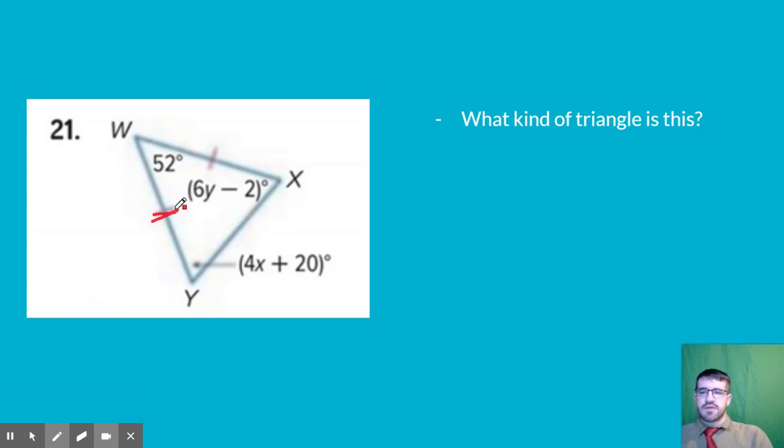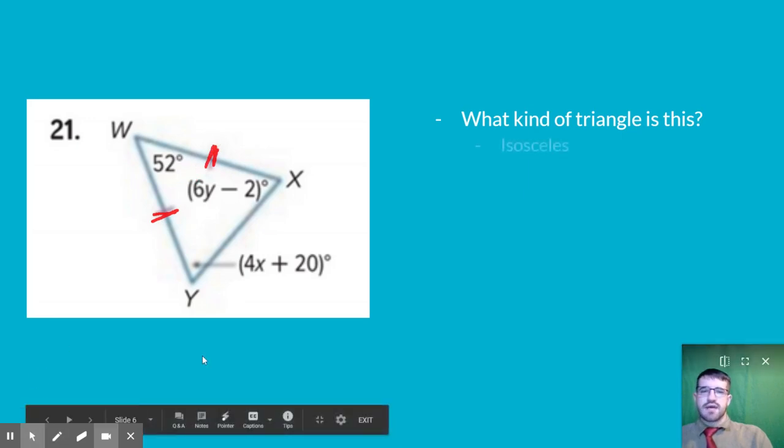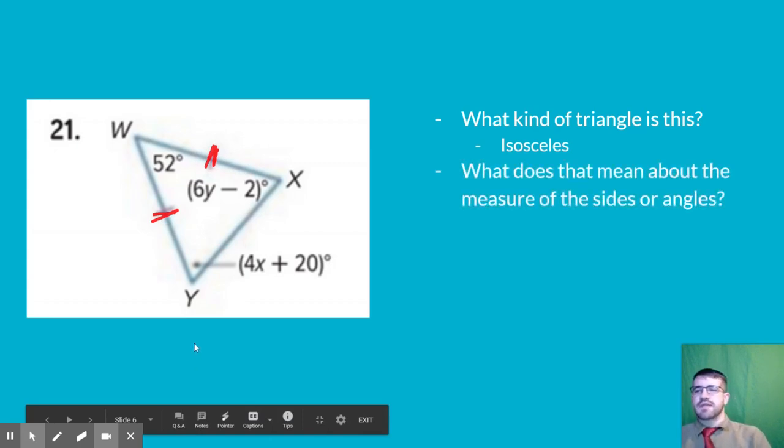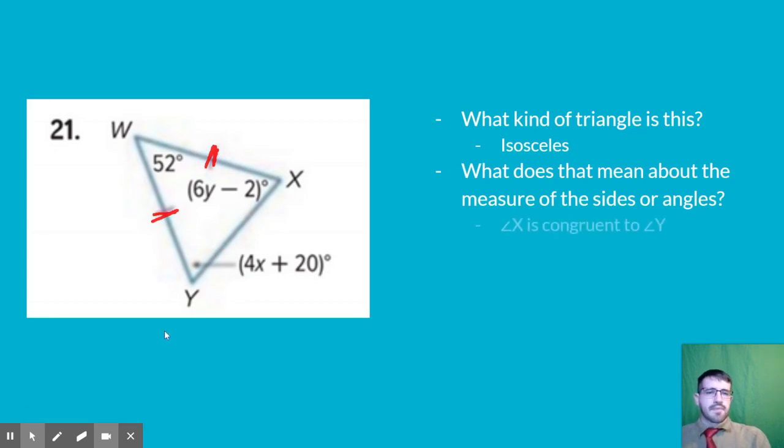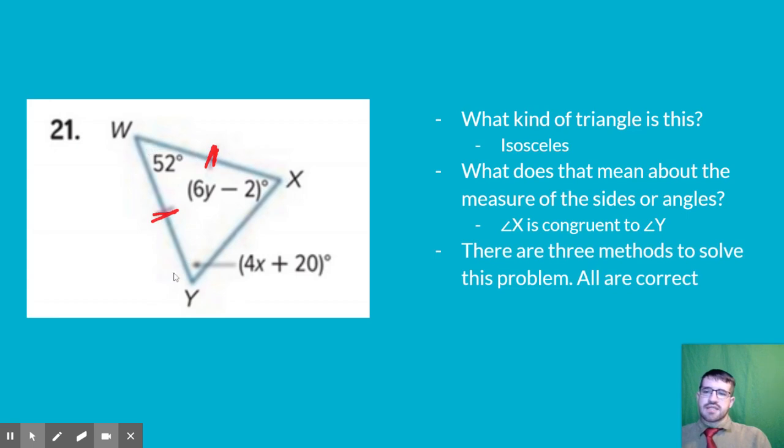You notice we have these 2 tick marks here, saying that WY is congruent to WX. Because of that, we know that it is an isosceles triangle. And what does this mean about the measure of the sides of the angles? Well, we know that angle X is congruent to angle Y. And we also know that WX is congruent to WY, which means that the measures of angle X and angle Y are equal, and the measures of side WX and side WY are equal.